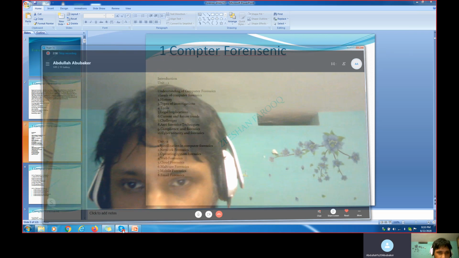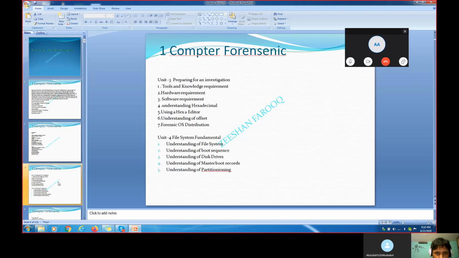Okay. So as we go to unit number three, we'll discuss in detail the tools and the knowledge which is required. Number one is tools and knowledge: the hardware requirements and the software requirements when we do the investigation. What is the understanding of hexadecimal? How exactly is a hex editor used? What is an offset, understanding the meaning of offset, and forensic OS distributions.